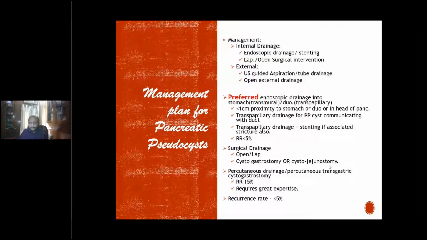You can also do a percutaneous drainage. That means I'm not doing internal drainage. I'm not opening it, doing a surgical drainage. I'll just put in a tube, and that tube I can put in percutaneously. Either I drain it, aspirate it, or I can put in a tube through the transgastric cystogastrostomy. Right? Recurrence rate almost 15%, requires great expertise. Now, overall recurrence rate is less than 5%. If you look at all these procedures together, it is less than 5%, right?